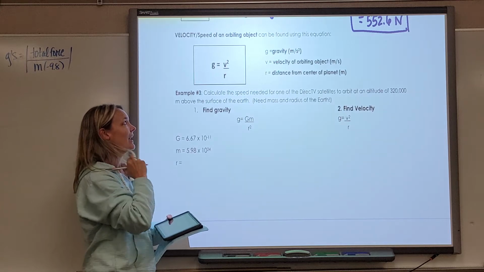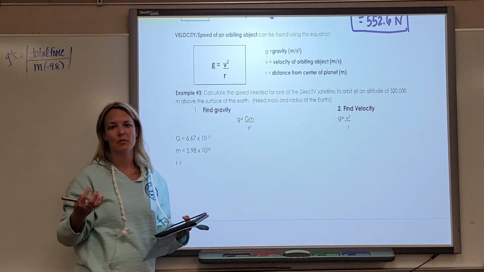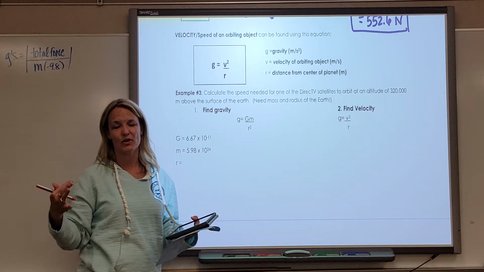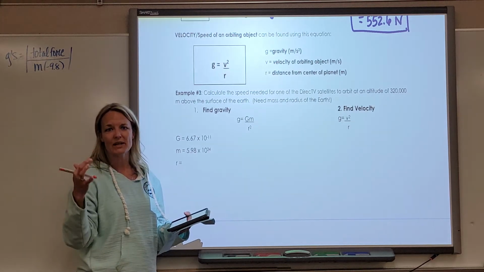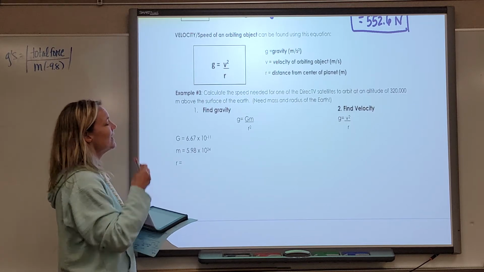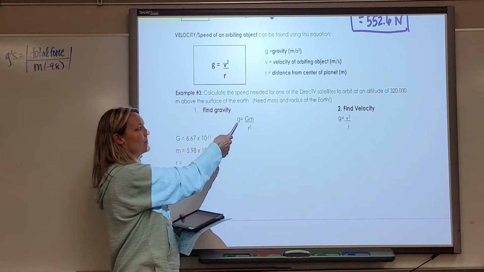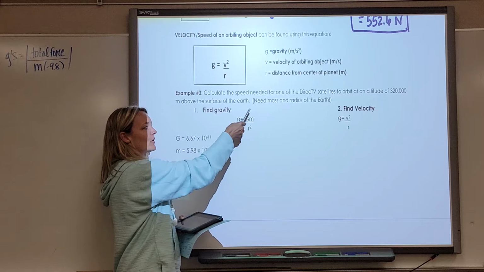Okay, I don't have the gravity because it's not 9.8. I am above the surface of the Earth. 9.8 is at the surface of the Earth. It is going to be less, but I need to know how much less it's going to be. So that's going to be my first step. I'm going to solve for the gravity at that location.